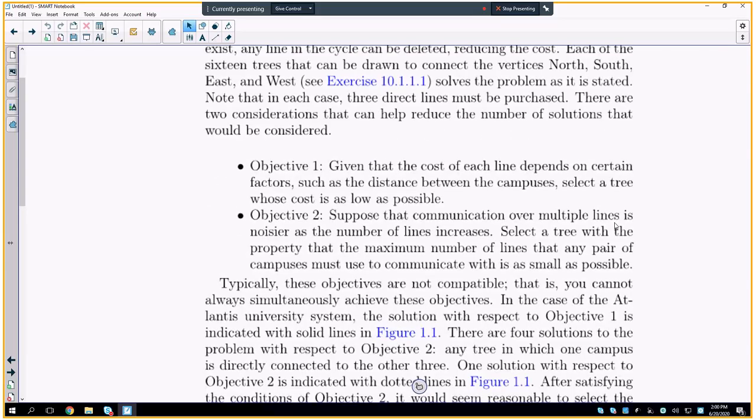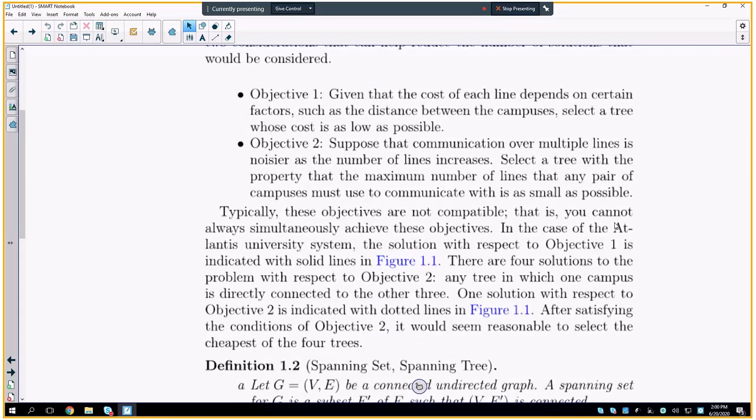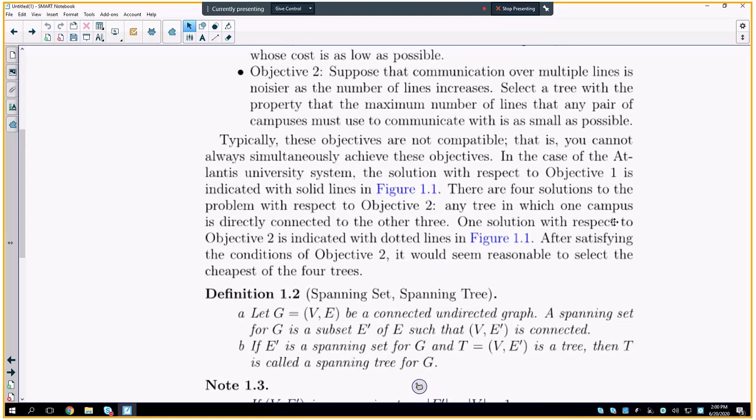Typically, these objectives are not compatible. That is, you cannot always simultaneously achieve these objectives. In the case of the Atlantis University system, the solution with respect to objective 1 is indicated with the solid lines in figure 1.1, whereas the dotted lines are the solution for objective number 2.